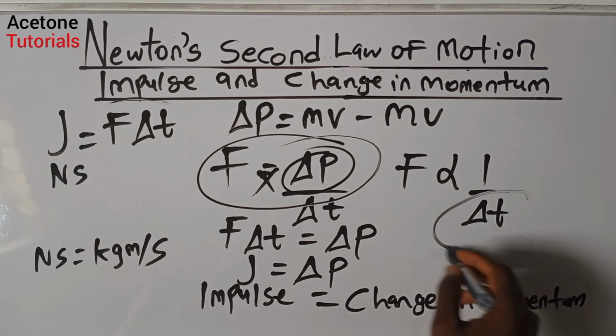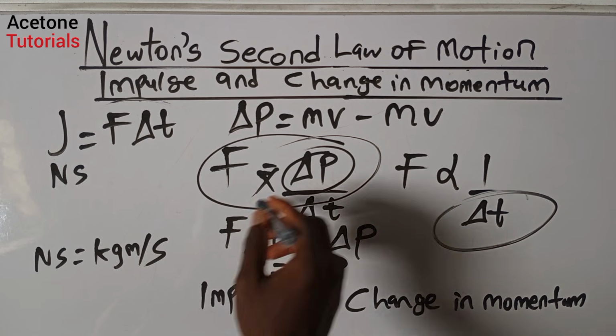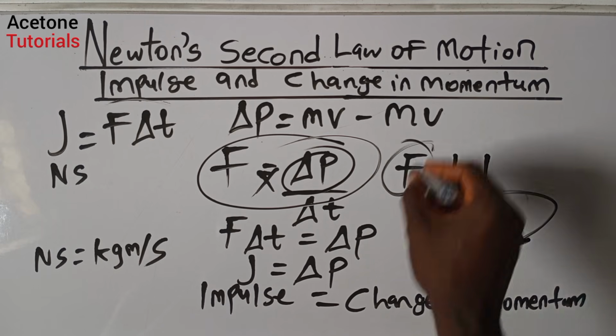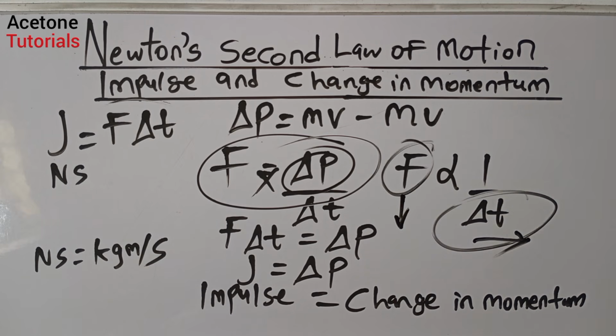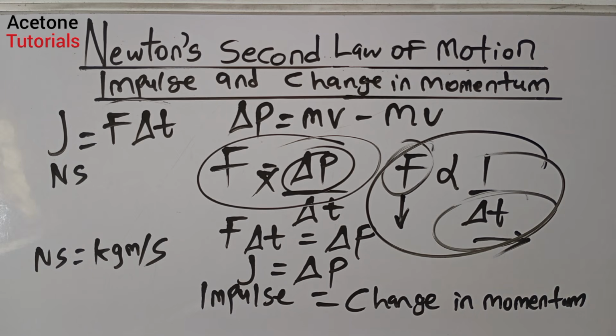So by increasing this time, the goalkeeper reduces the impact force. If time increases, the force decreases. So that's the meaning. By increasing the stopping time, the goalkeeper reduces the impact force and prevents injury. So that's one application or implication of this. F is inversely proportional to change in T. So take note of that.